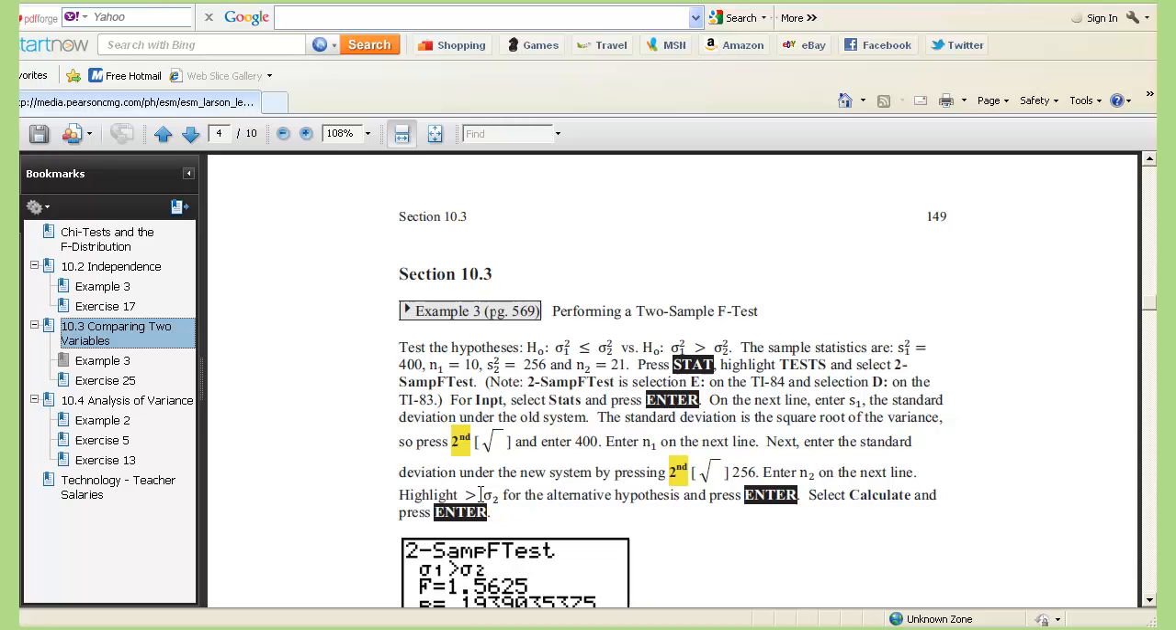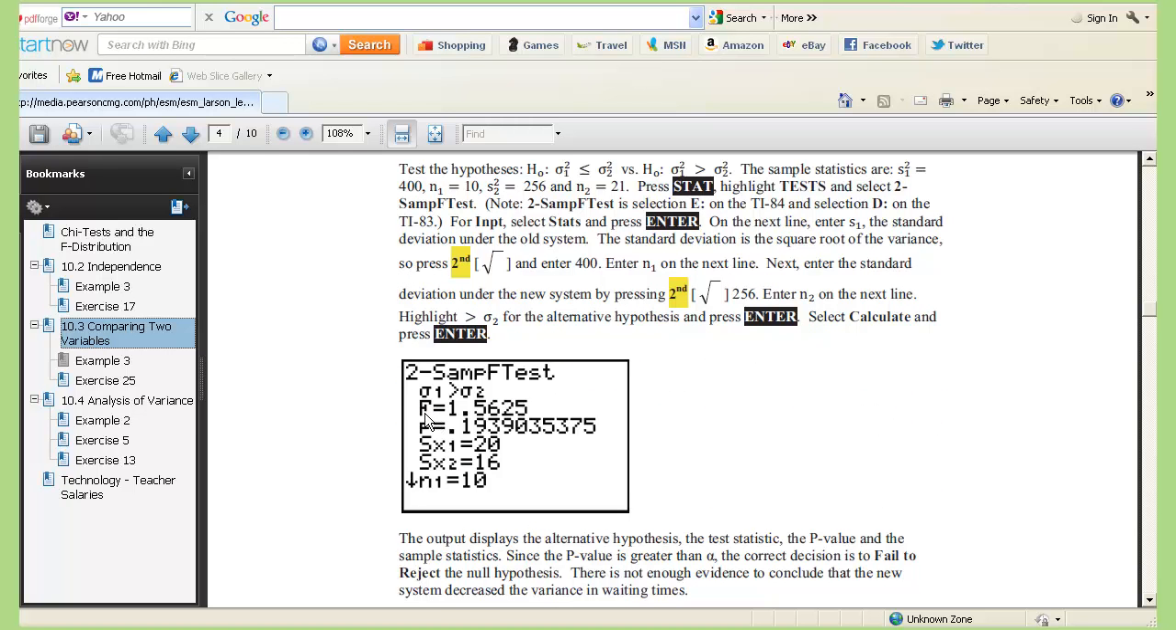Once you do that, you go down and highlight the greater than symbol because that's the alternative hypothesis. And once you do that, press enter, and then you select calculate and press enter. And if you look, it tells you everything. There's the p-score, the F statistic, there's the standard deviation of the sample for one, the standard deviation of the sample for the second sample, and if you scroll down you can see some other things. I think the calculator is the way to go for this.